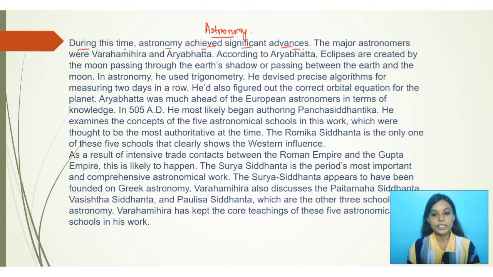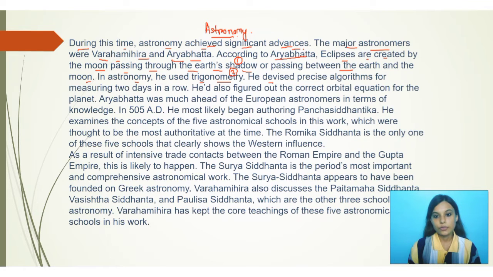Many advances were made. The major astronomers were Varahamihira, you all have heard the name, and Aryabhatta, very common names that we come across. According to Aryabhatta, eclipses are created by the moon passing through the Earth's shadow. In astronomy, he used trigonometry. Of course, we are going to talk about the Earth's revolution. Then we are going to talk about trigonometry, which was discovered by Aryabhatta.